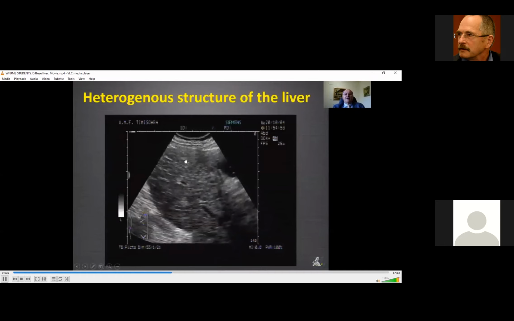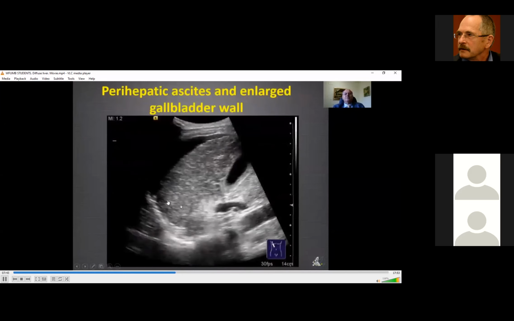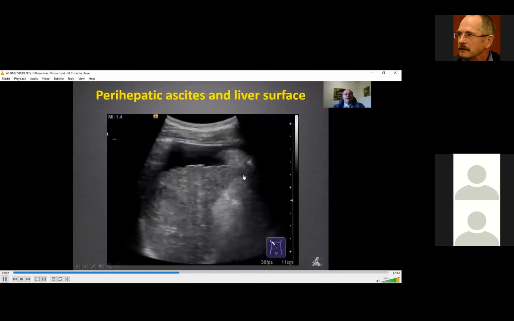We have a heterogeneous structure of the liver. It's not homogeneous; it's heterogeneous, with signs of cirrhosis. This is a heterogeneous liver with perihepatic ascites, and here is a large wall of the gallbladder, another sign of liver cirrhosis. Perihepatic ascites and irregular surface of the liver.